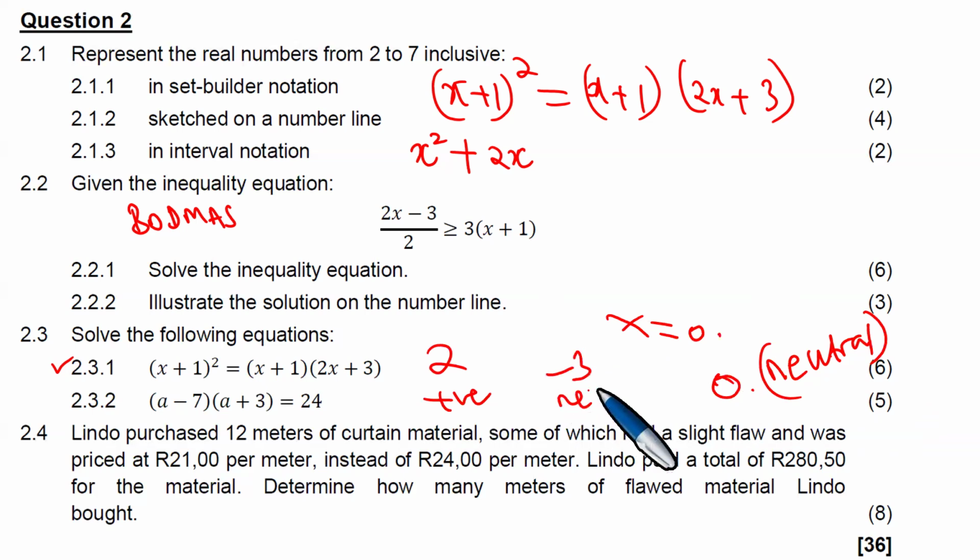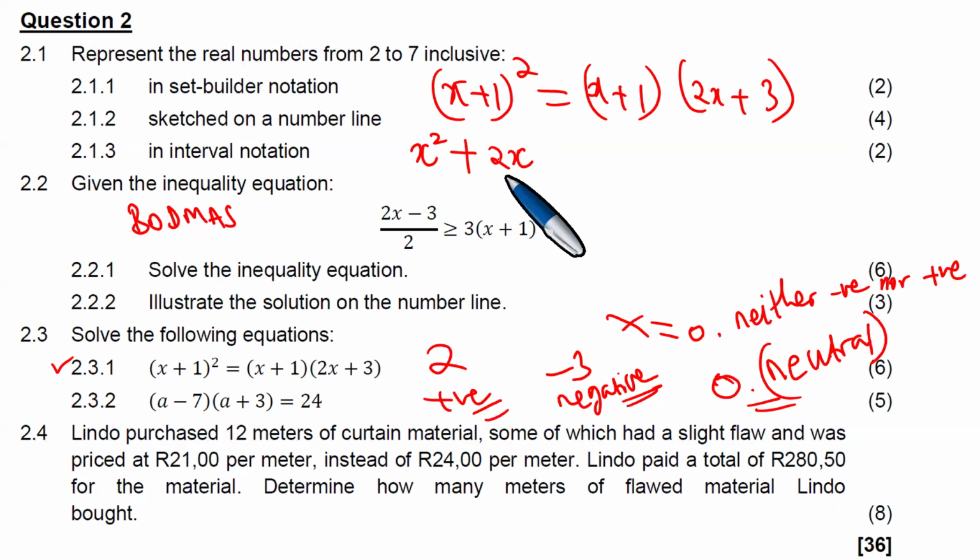-3, this one is negative. But 2 is positive. But 0 is what? 0 is neutral. Well, in principle, it is neither negative nor positive. So 0 itself is neither negative nor positive. All right. So we have 1, we square the 1.